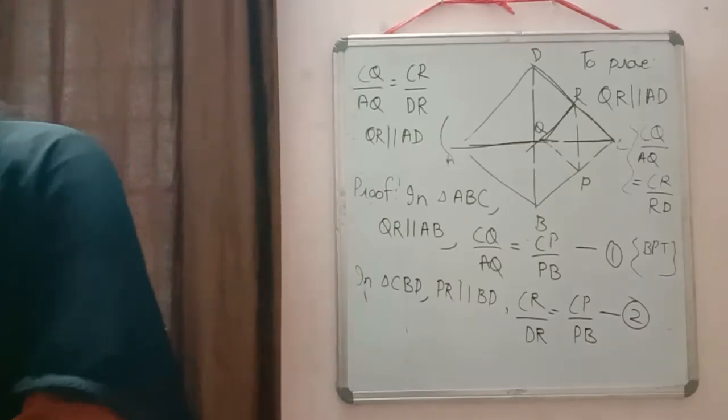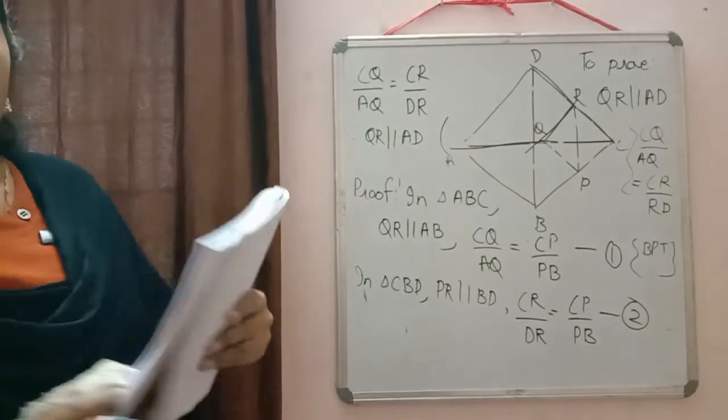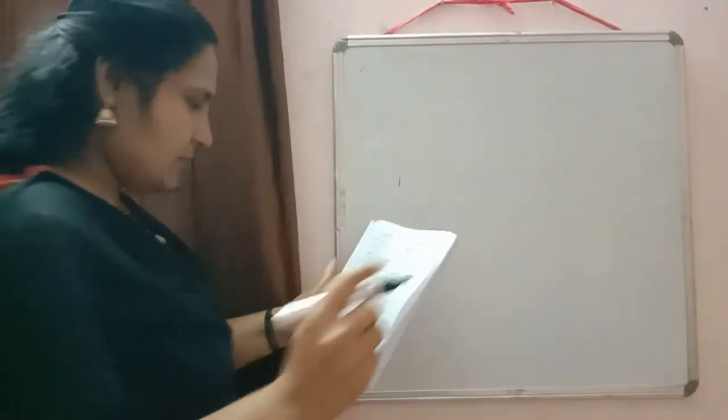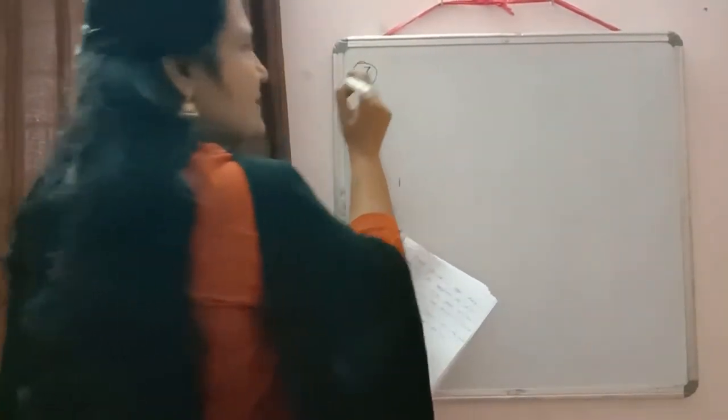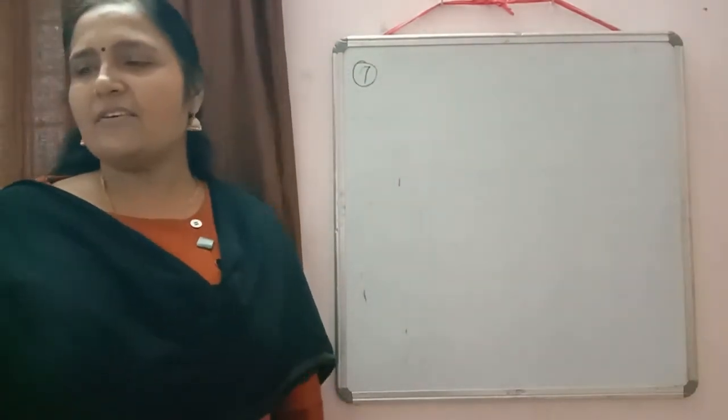Okay, now some more questions we will do. Question number 7. In question number 7, you can check the diagram is not given. We have to draw the diagram. I think you are familiar with this question. So I am reading the question.